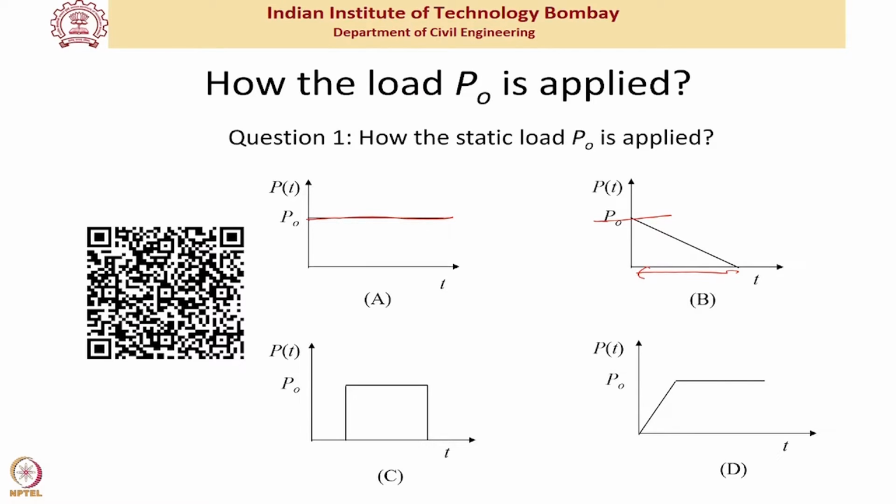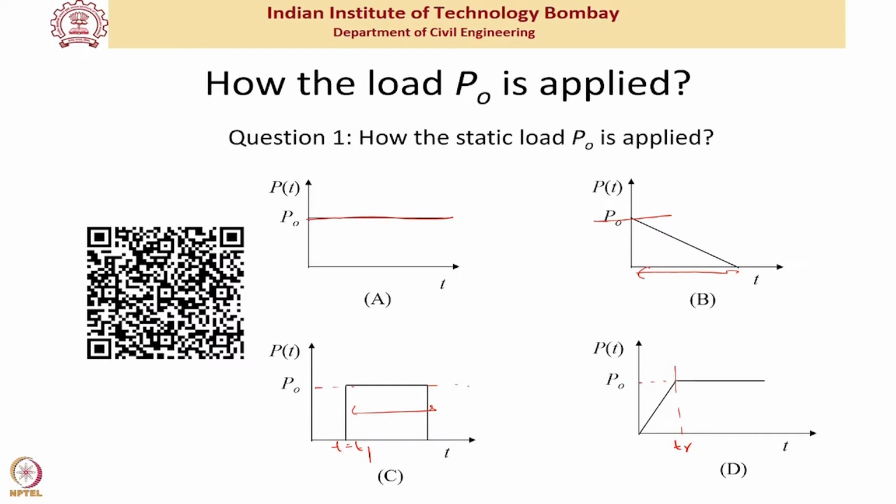In the third one, I have a load P naught which starts at a certain time T1, goes to P naught, is maintained over a certain duration of time, then again goes to 0. And in the fourth one, I have a load which is gradually applied so that it reaches a maximum value of P naught after a time duration, let us say we'll call this TR, or the rise time. Okay, so which one do you think can be used to represent this static load that you have studied till now?